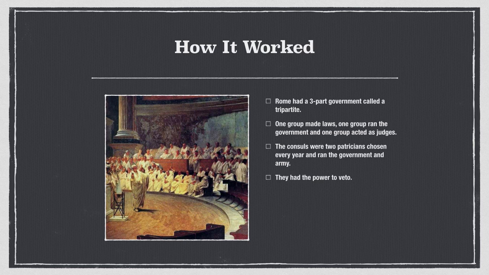They had the power to veto, or say no to, any law that was made, so the 2 consuls had to agree on it. Then they had a lawmaking body. This was the Senate, made up of about 300 people who served for life. And so it was a little different. The consuls were elected every year. The Senate, once you became a senator, you were a senator for life.